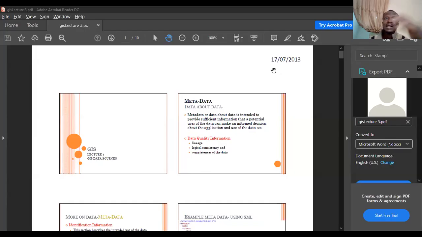So, recapping: applications of GIS, the definition of GIS. We also looked at the components of GIS. In fact, that's where we ended. The components of GIS are hardware, software.